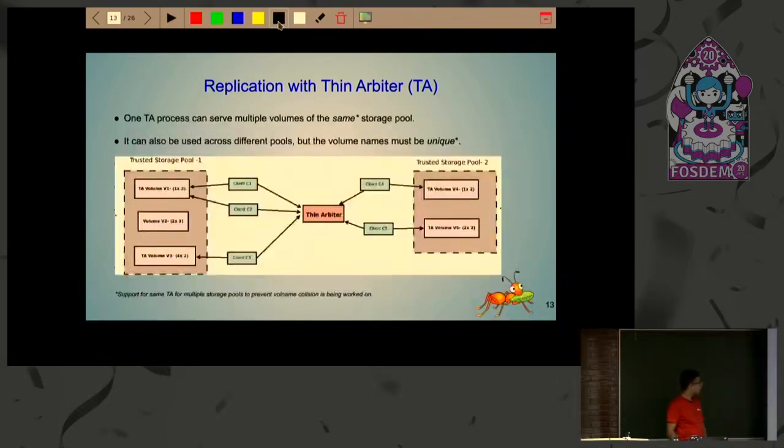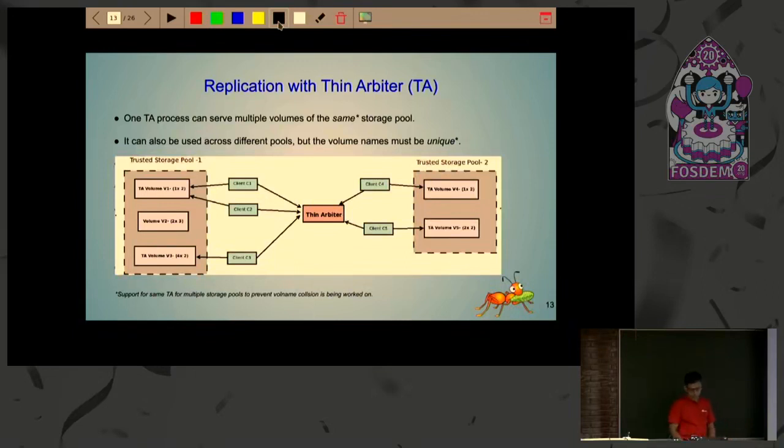The advantage of the thin arbiter is that you can host multiple replica 2 volumes with the same thin arbiter node. If you look at the diagram here, you see that there are different trusted storage pools, TSP1 and TSP2, and they host different volumes. Some of them are thin arbiter volumes, some of them are normal volumes, and they all use the same thin arbiter, which can be hosted separately in the cloud. All the clients which access the respective volumes also talk to the thin arbiter.